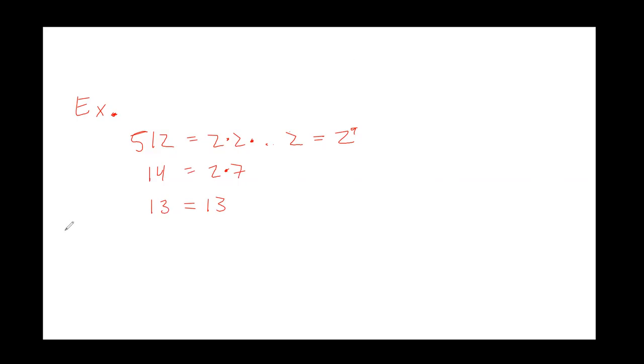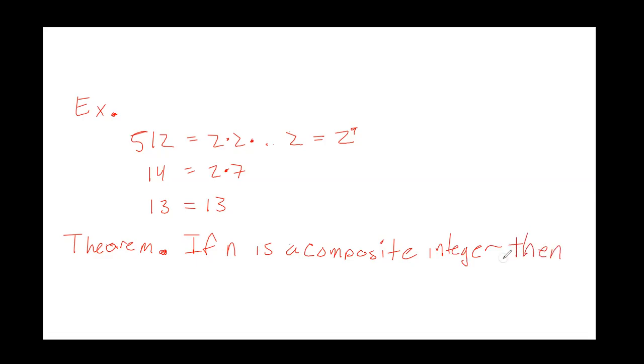All right, we also have another interesting consequence here. We can call this a theorem, or corollary, really. If n is a composite integer, then n has a prime divisor that is less than or equal to the square root of n.